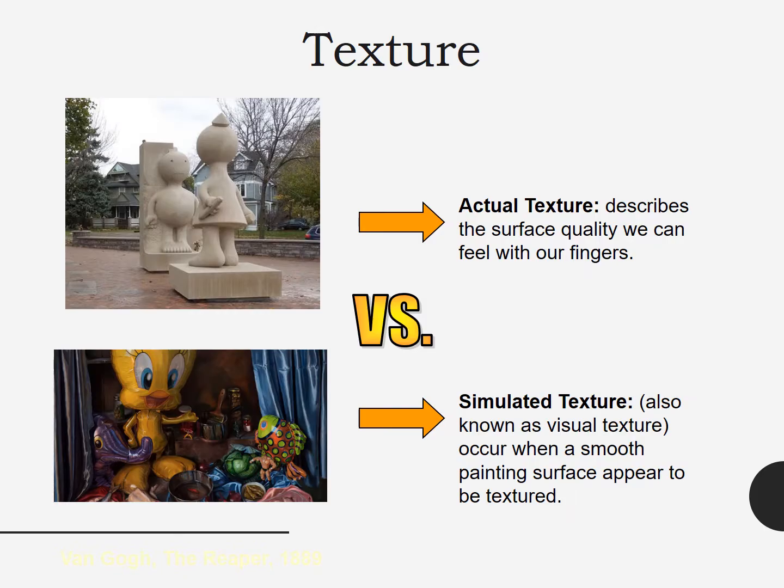Texture. So there's two types of texture. You have actual texture, and this describes the surface quality we can feel with our fingers. So if you were to touch a cactus, it's going to be prickly, or if you run your hand against some bark, it's kind of rough. So it's something you can actually feel with your fingers.